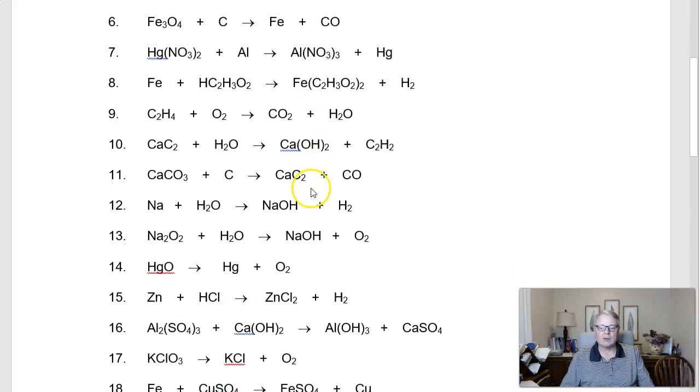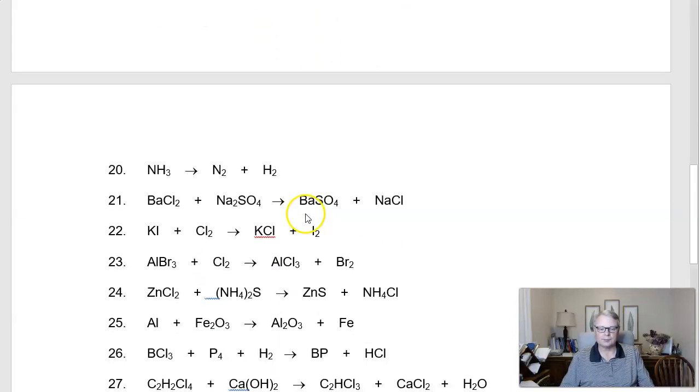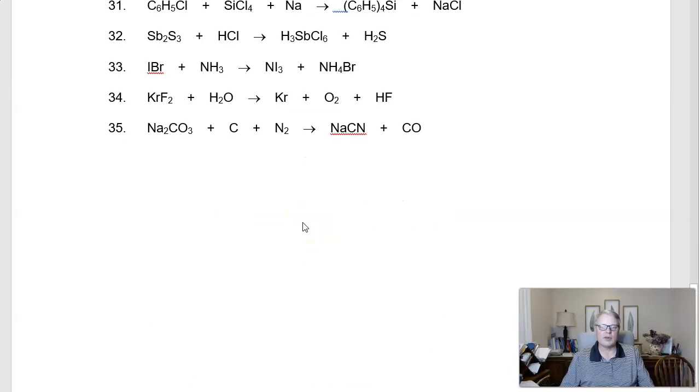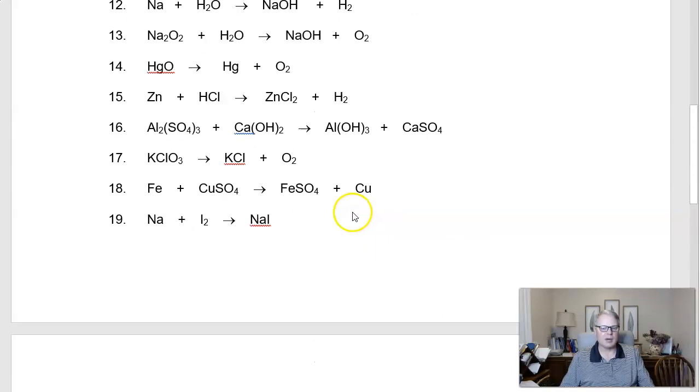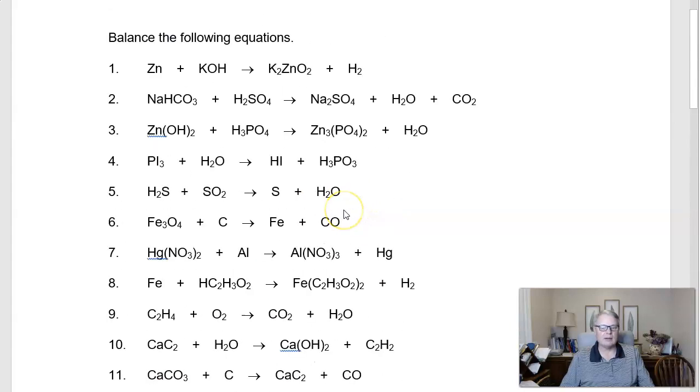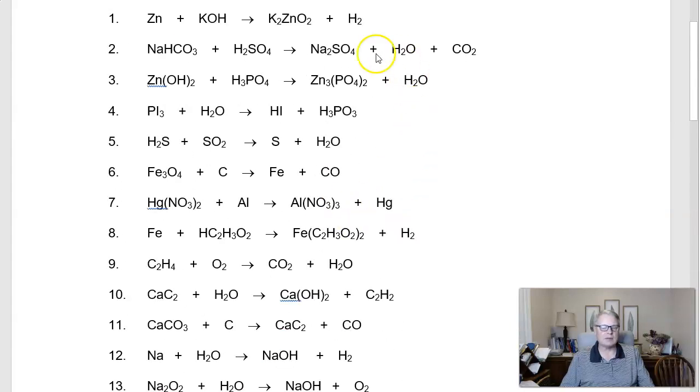And so what we've got for you here is 35 equations for you to work on. So lots and lots for you to practice. How do you know if you got it right? Well, if you have the same number and types of each atom on both sides, you got it right. If you don't have the same number and types of each atom on both sides, you got it wrong. So that's a really good way to check yourself.